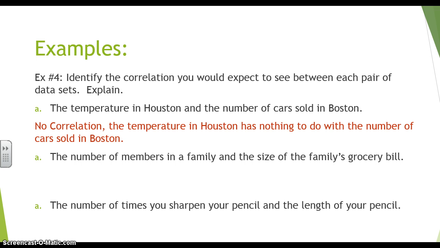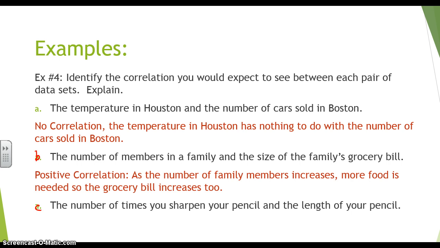Number 2, or B, this should be B. Sorry, there's a few typos here. B, the number of members in a family and the size of the family's grocery bill. Well, doesn't it make sense that the more people you have in your family, the more groceries you're going to have to buy, so the more your bill is going to cost? So this is a positive correlation situation. As the number of family members increases, the more food is going to be needed, which is going to increase the grocery bill.